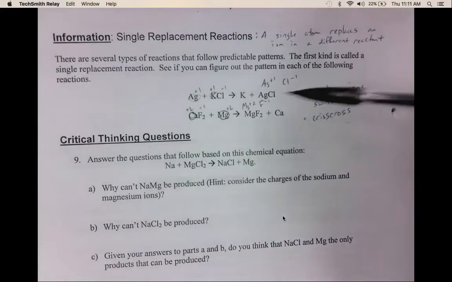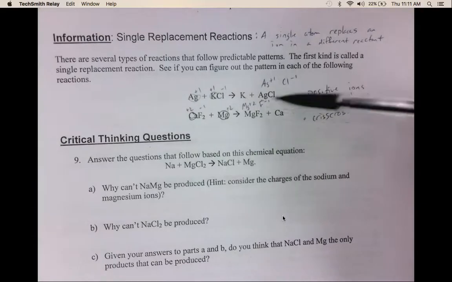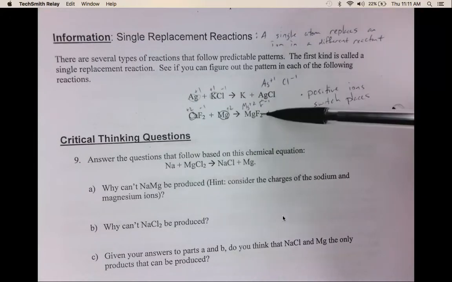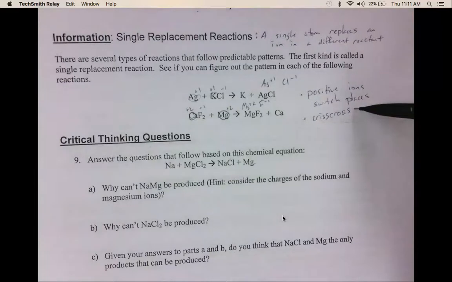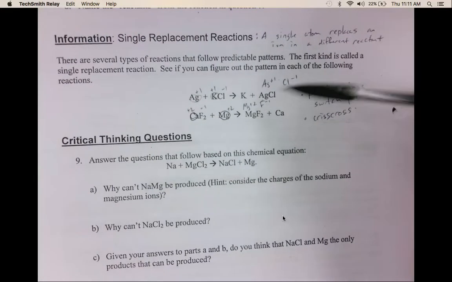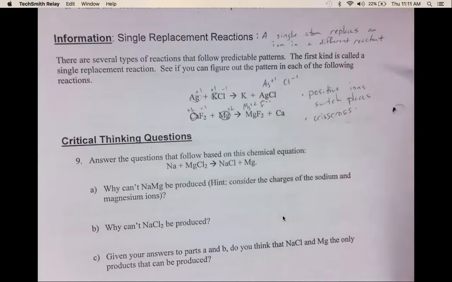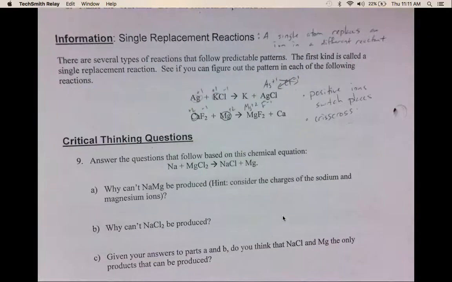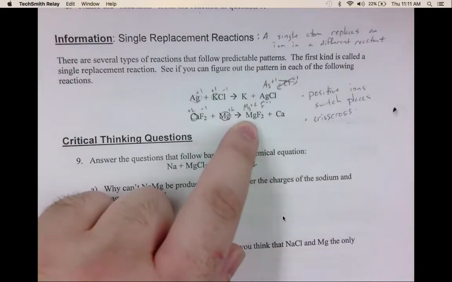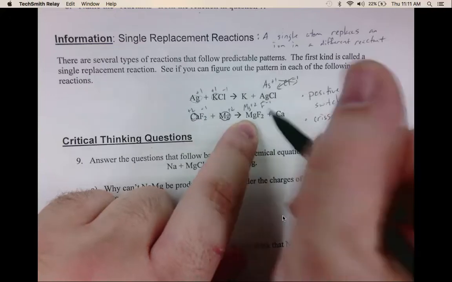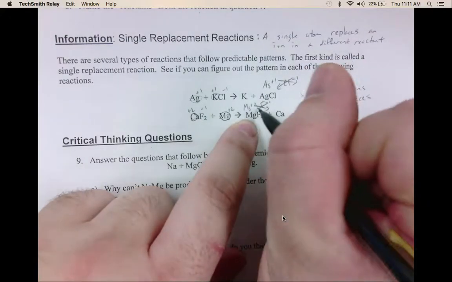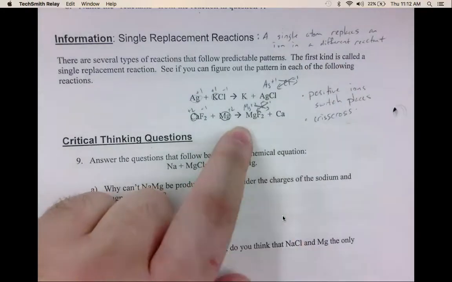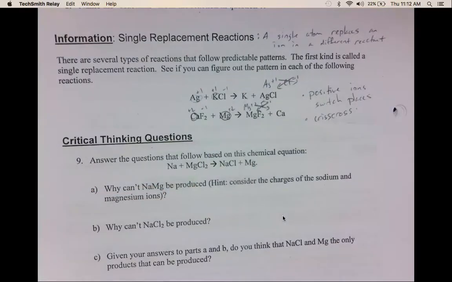When you combine the elements, so after they switch places, you need to remember to crisscross. So remember, silver has a +1 charge, chlorine has a -1 charge. So when we crisscross, it does become AgCl. Remember, we don't have to write the ones. And then in the second case, we did need to make sure to crisscross magnesium and fluoride. So the 2 goes there and the 1 goes there. So that is how we get MgF2.